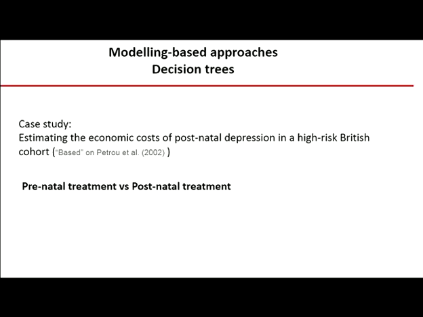Now, how are we going to set up a model? How are we going to actually understand what the decision tree is helping us with and what type of situations and scenarios it can capture? I'm going to be using an example of a study that was run in 2002 for postnatal depression in a high-risk cohort of women that were screened in Reading here in the UK. It was comparing prenatal treatment for people with a high risk of postnatal depression versus just having postnatal treatment.